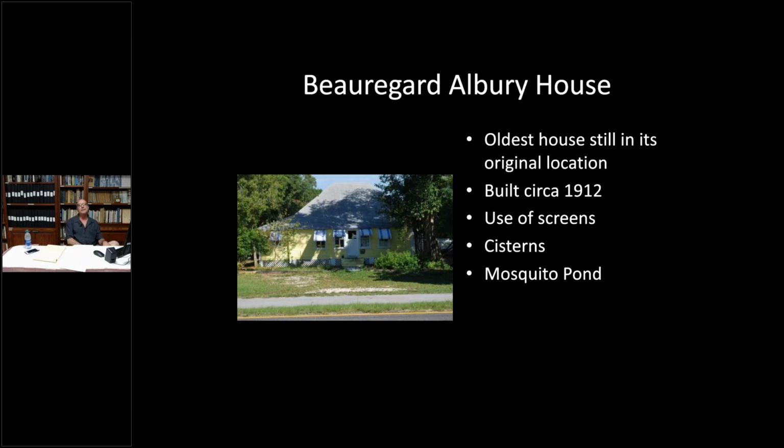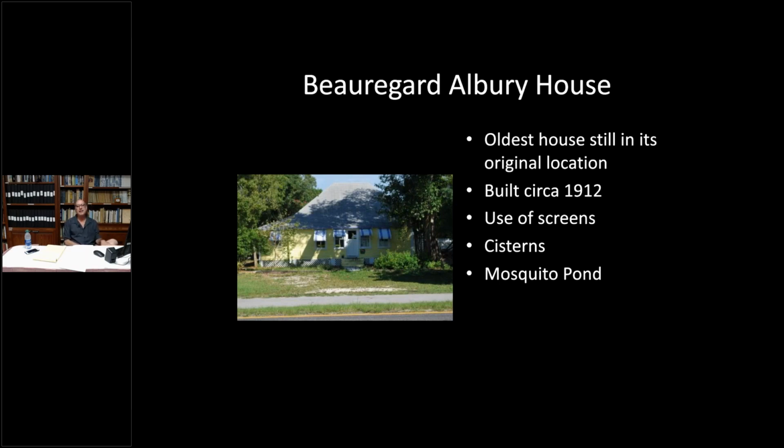Now, around 1911, Beauregard and his father William built this house that you see pictured, around 1911, 1912. It's a Bahamian style house. It is still located where it was originally built, around mile marker 98. It is the oldest house on Key Largo that still sits in the area where it was originally constructed.